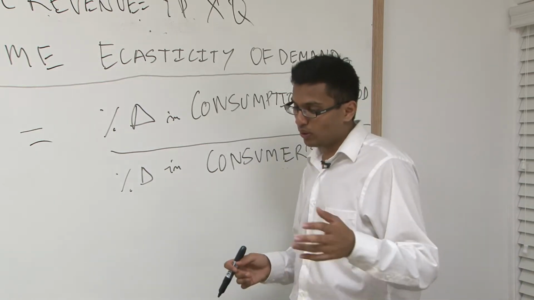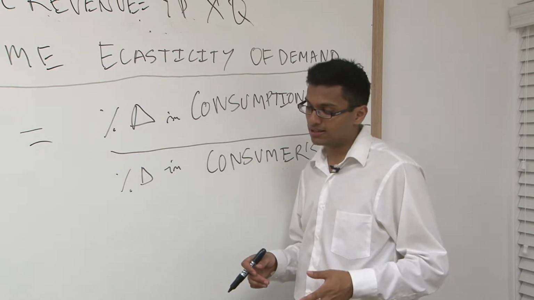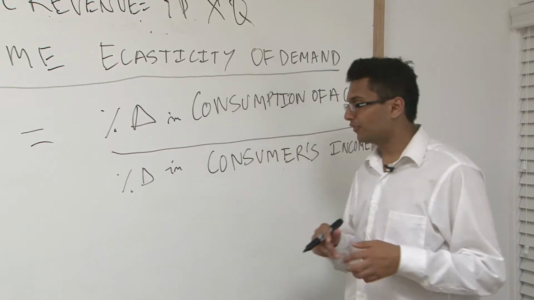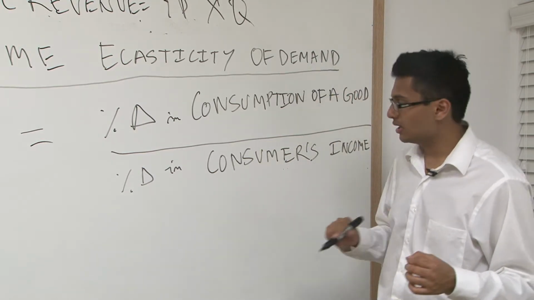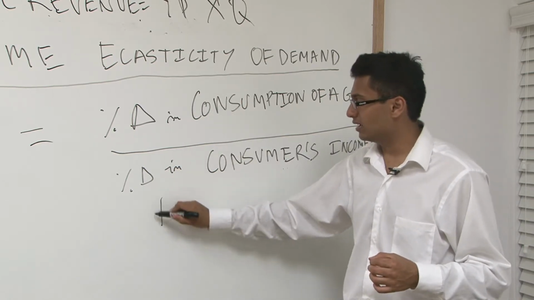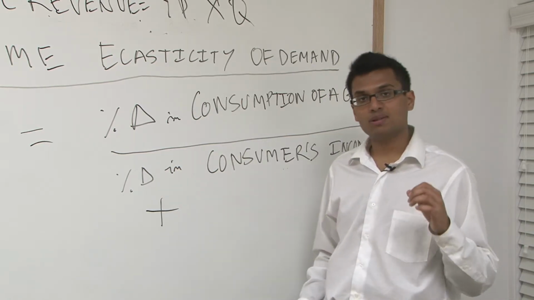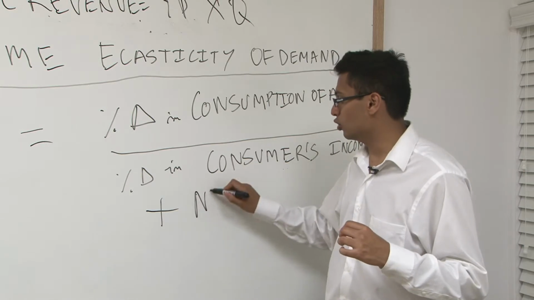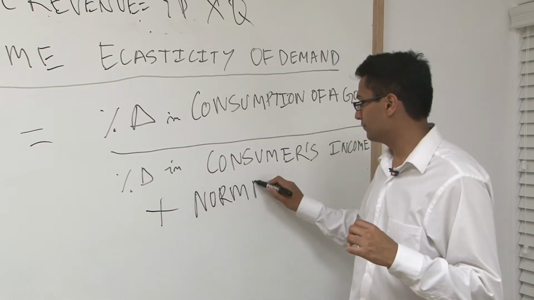The way we relate to this is whether it is a normal good or an inferior good. And the way we can tell that is if this income elasticity of demand is positive. If it's a positive sign, then it's a normal good.